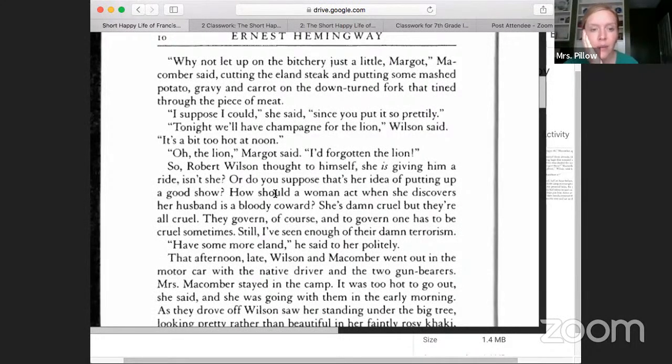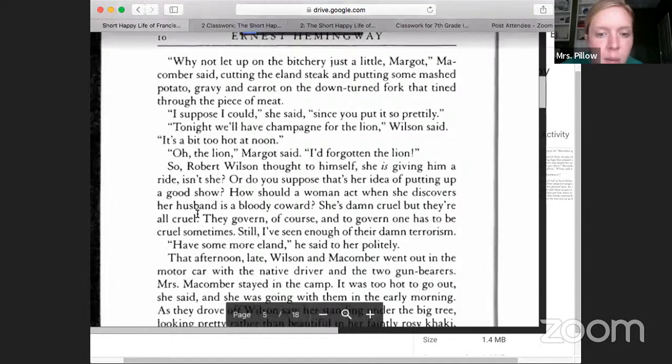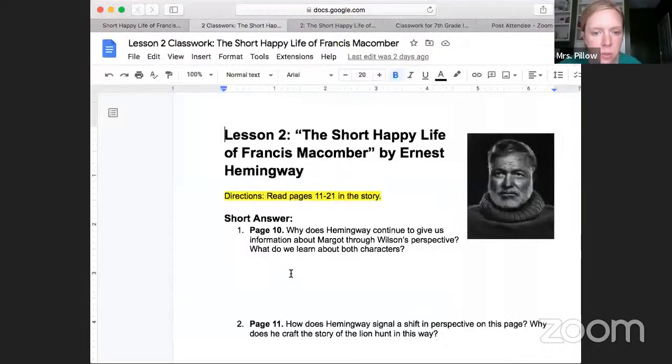Is there any other confirmation that she's being mean on purpose to him? No, it's just that she's sarcastic. Look where he says she's damn cruel, but they're all cruel. He's talking about all women there. Okay, let's look at our classwork. Let's answer this one together. So why does Hemingway continue to give us information about Margot through Wilson's perspective?